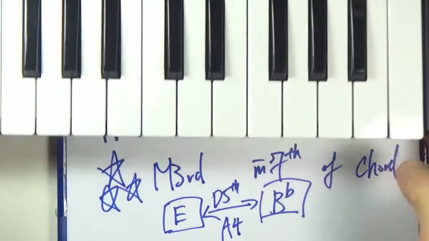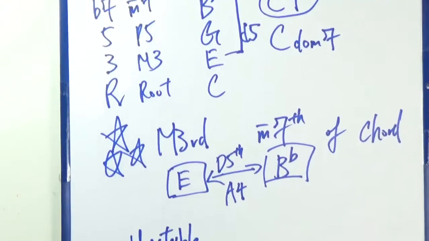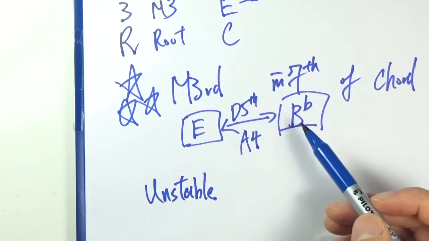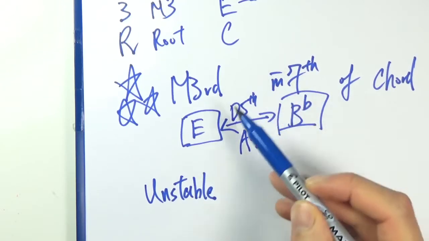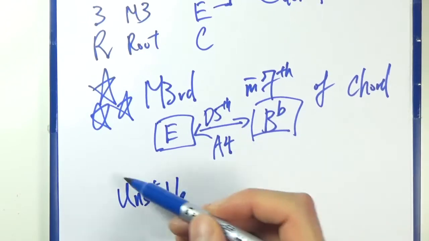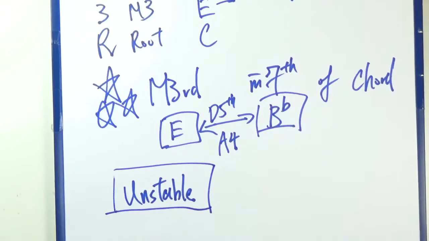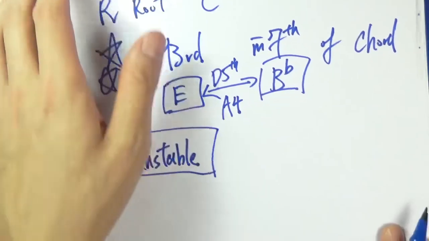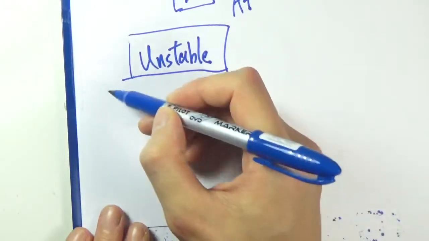Alright, so that's our dominant 7th chord. Remember, due to the major 3rd and the minor 7th degree of the chord, you have this diminished 5th interval embedded in the dominant 7th chord structure. So inherently, overall, it's very unstable sounding. You hear it a lot in blues. Let's work out a few examples.